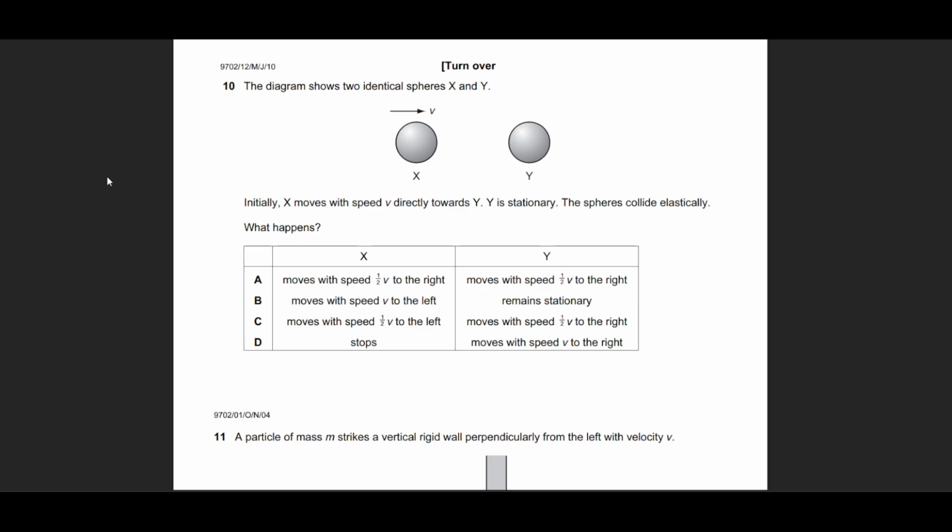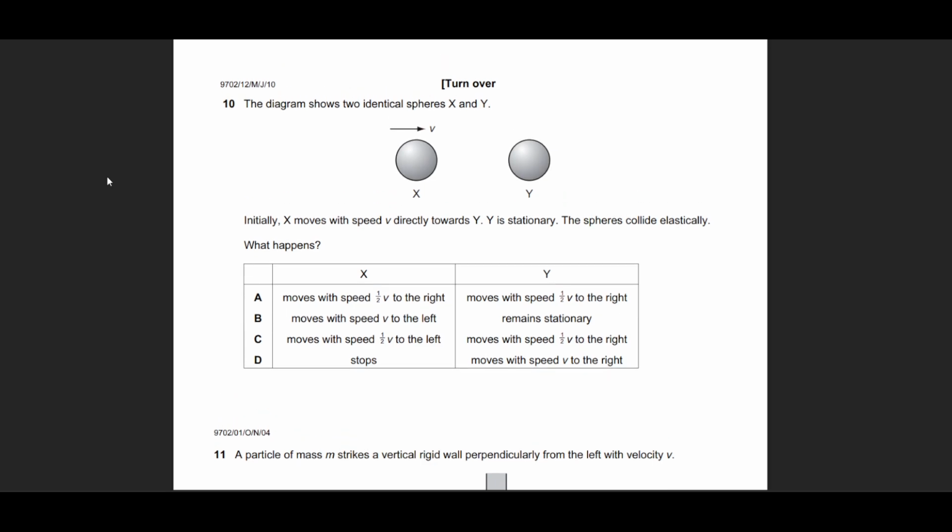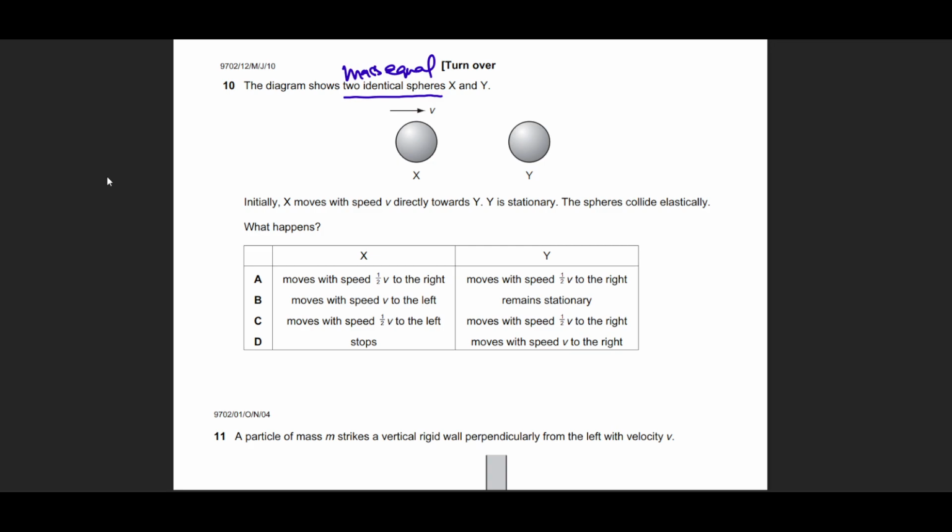Moving ahead with this question, this is a common question and a conceptual one. It says that two identical spheres, that means that the masses are equal. It says that y was stationary with 0 meter per second and x is coming at v. The spheres collide elastically, what happens?